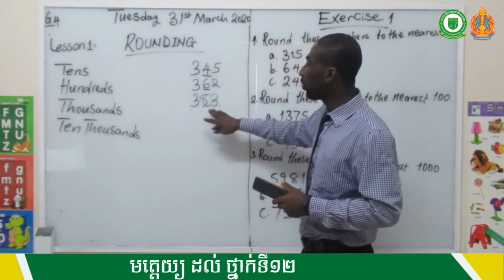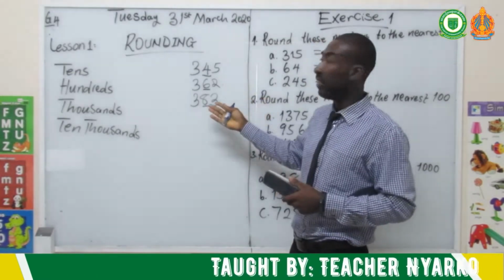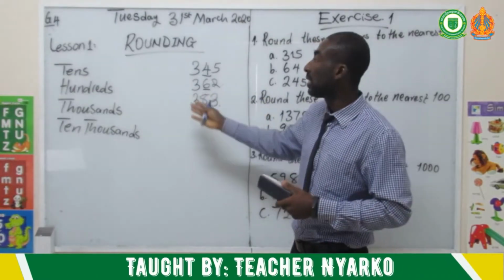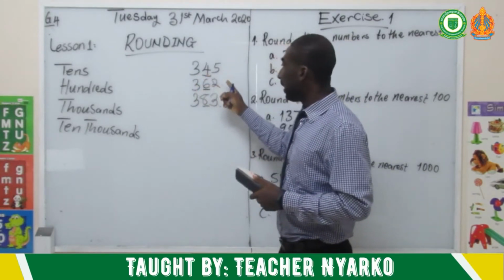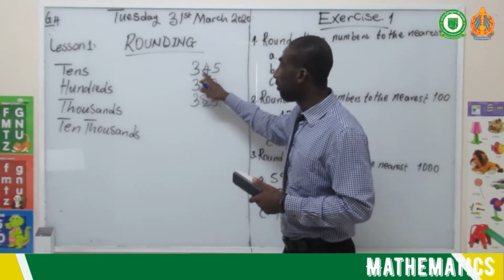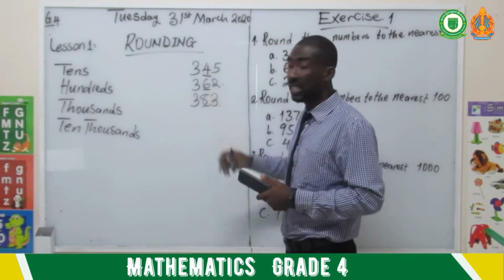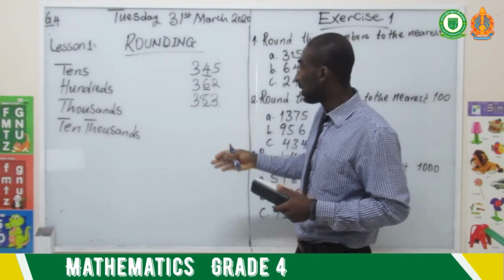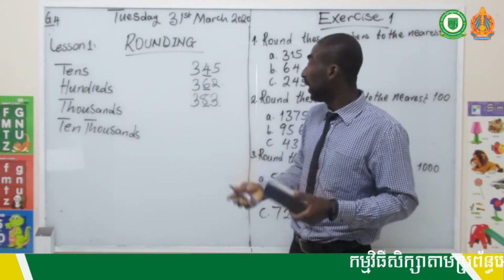Okay. So now with the first 3 figures that we have, let's try to round these figures off to the nearest 10. 345. We want to round it to the nearest 10. Our figure 4 is in the 10th place. Our figure 6 is in the 10th place. Our figure 8 is also in the 10th place.